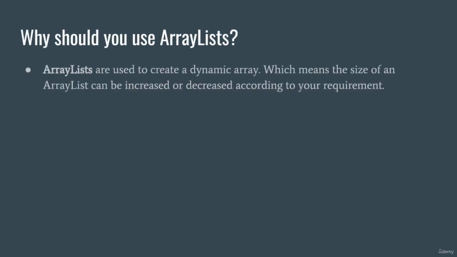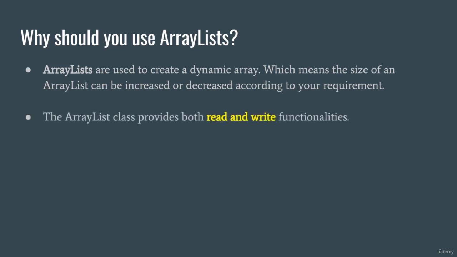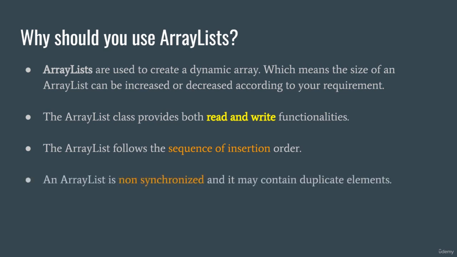Array lists are used to create a dynamic array, which means the size of an array list can be increased or decreased according to your requirement. So it's not limited to a specific size, which is pretty cool. The ArrayList class provides both read and write functionality. Then the ArrayList follows the sequence of insertion order, so it matters when you put something in there. And an ArrayList is non-synchronized, and it may contain duplicate elements. So it's not going to be limited to one entry of the same thing, so to speak.